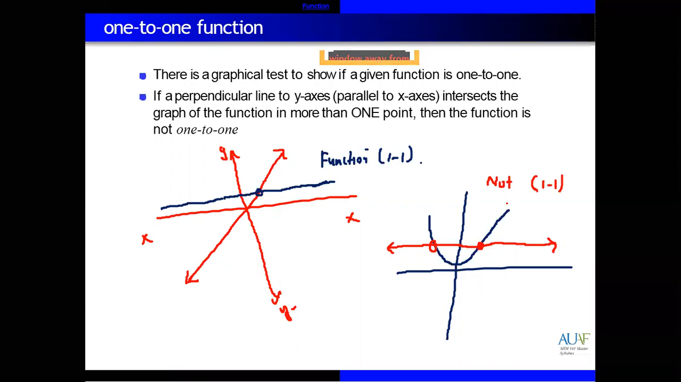So any question on one-to-one: what is one-to-one, and how to show graphically that a function is one-to-one or not. If you have any question, yes.